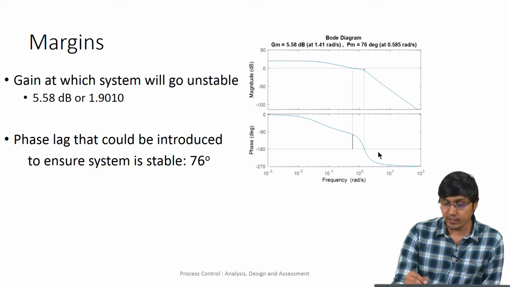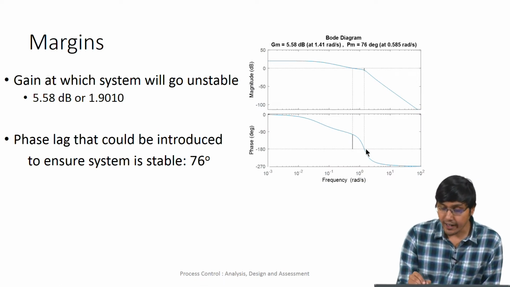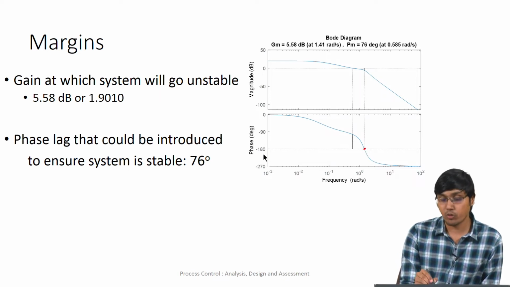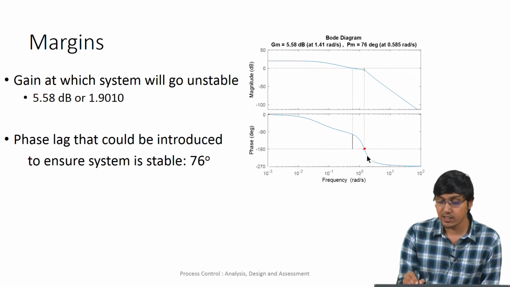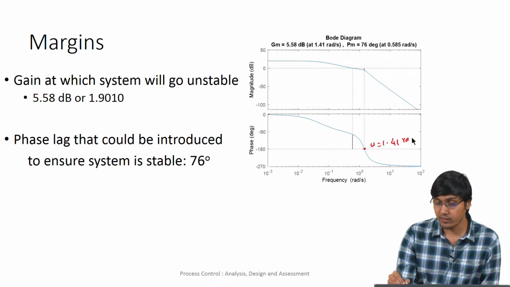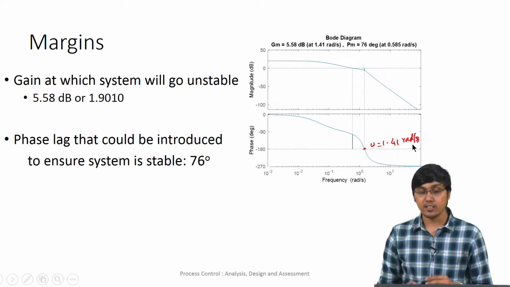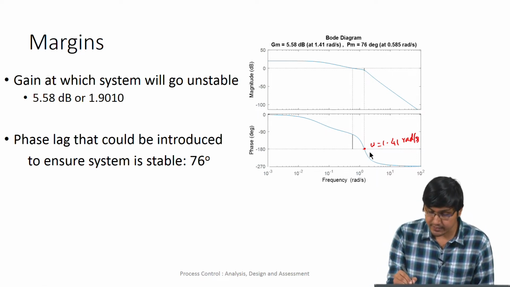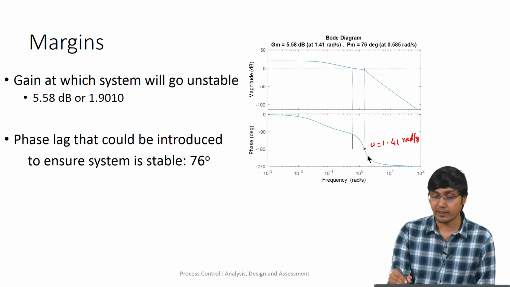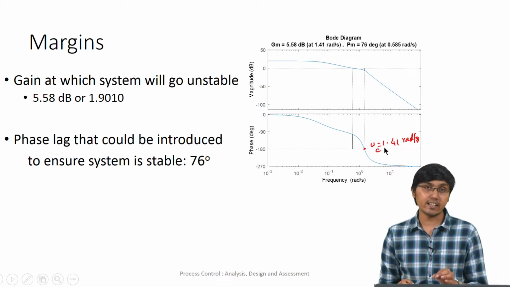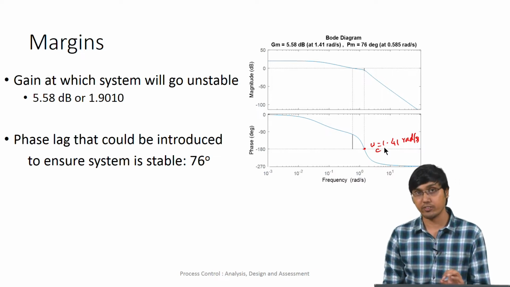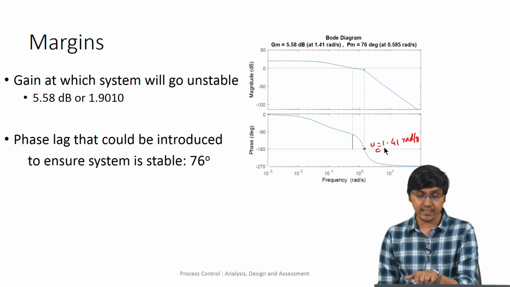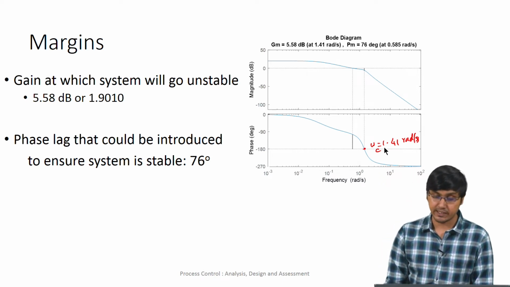Basically here we can do the Bode plot, and then we see at what frequency the system has a minus 180 degree phase shift. Minus 180 degree phase shift is at this particular frequency, which is omega equal to 1.41 radians per second, right. If you plot here, this is 1.41 radians per second, the omega c value. The frequency at which the phase is minus 180 degrees is called the critical frequency, and in this case it is 1.41 radians per second.